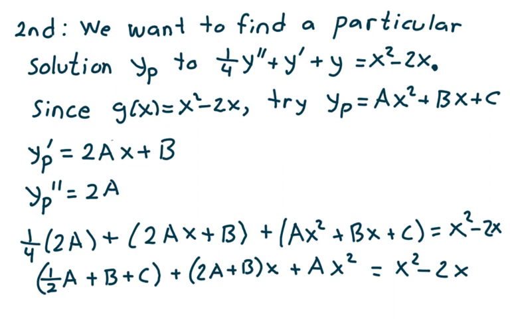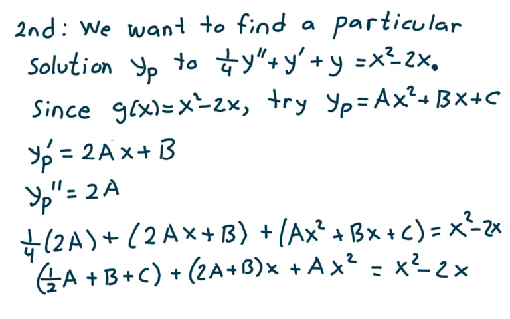In the second step, we want to find a particular solution y sub p to 1/4 y double prime plus y equals x squared minus 2x. Since g of x is x squared minus 2x, let's try y sub p equal to ax squared plus bx plus c. So my first derivative, y sub p prime, is equal to 2ax plus b. Y sub p double prime is equal to 2a.